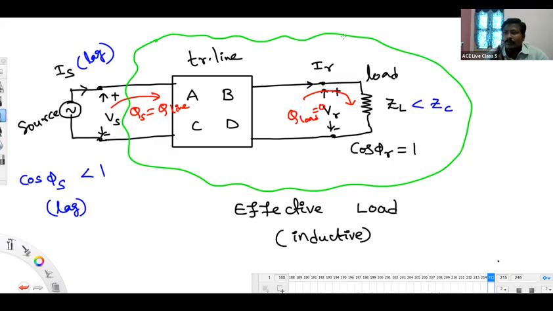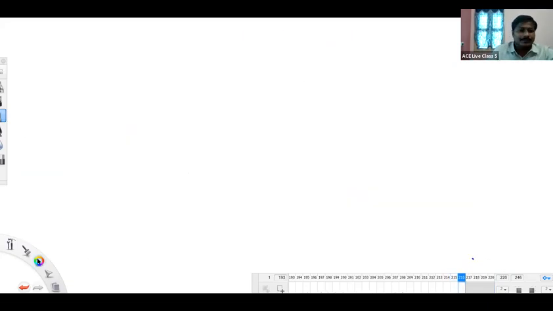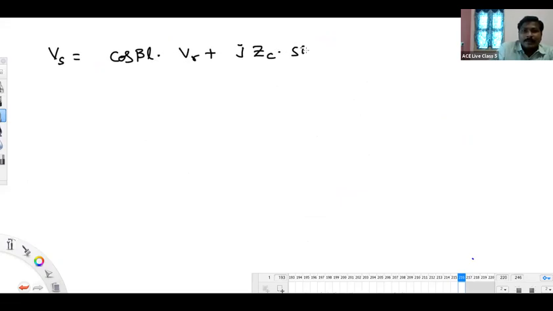Okay. Now we are going to compare mod VR and mod Vs. Look here. Already you have the equation of Vs, right? Vs equals cos beta L into VR plus j Zc sin beta L into IR. And that IR you can replace with VR by ZL. Now VR is common, and you have cos beta L plus j sin beta L into Zc by ZL.